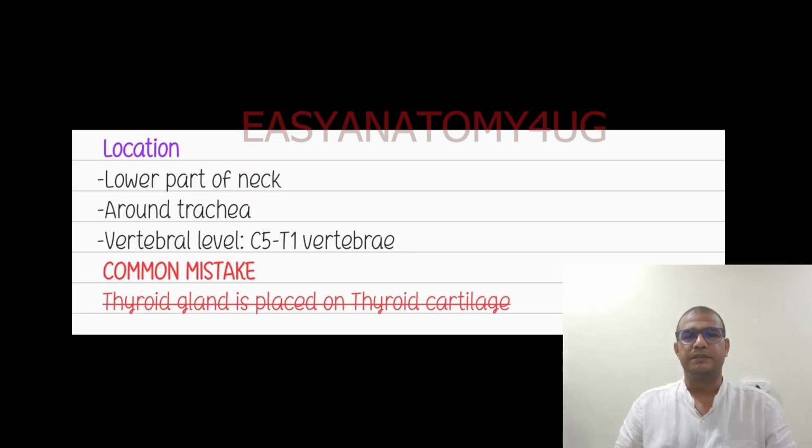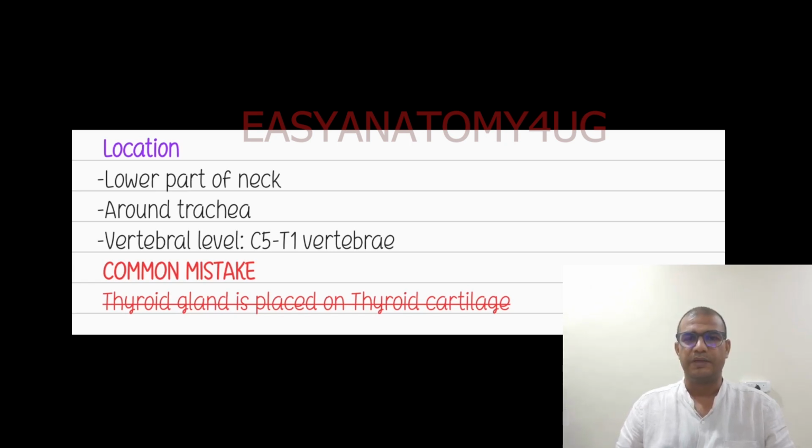Let us discuss the location. It is located in the midline part of the neck anteriorly. It is clasped around the trachea. The vertebral level of the thyroid gland is from C5 to T1 vertebrae: C5, C6, C7 and T1 vertebrae.